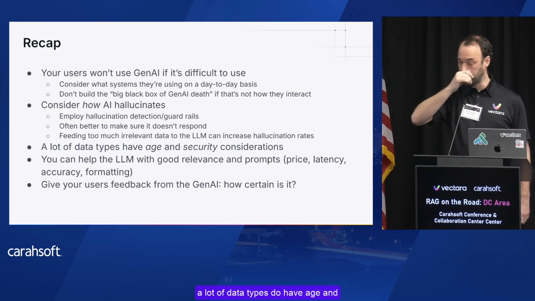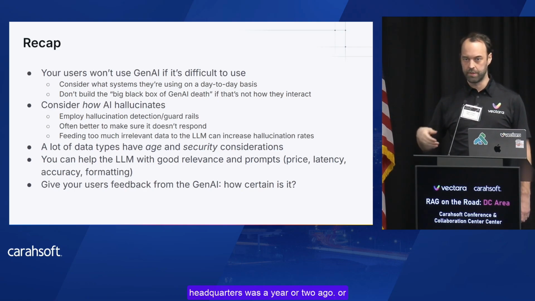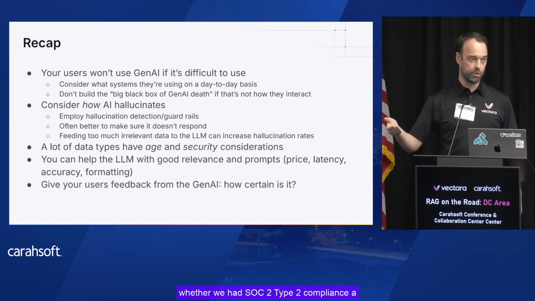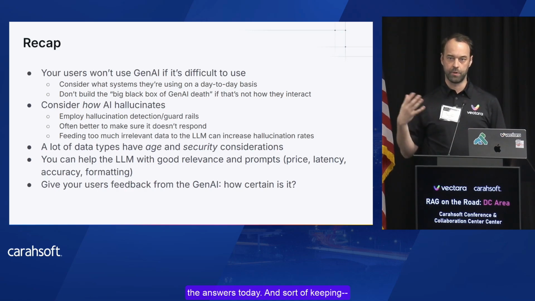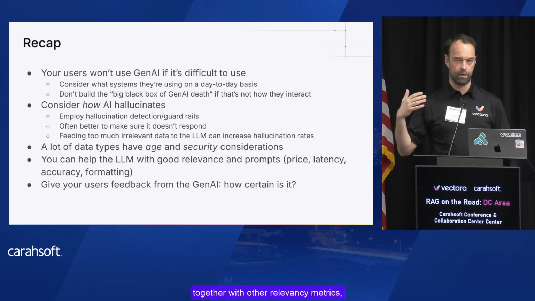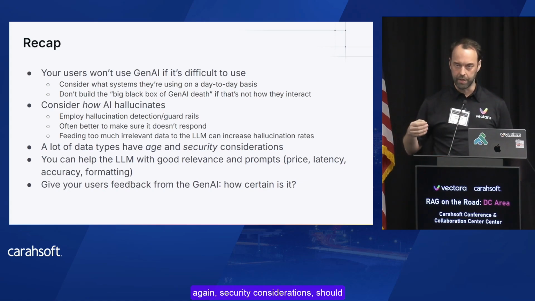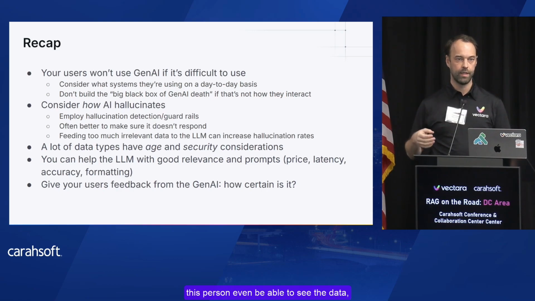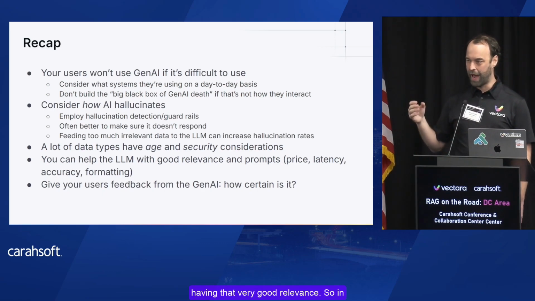A lot of data types do have age and security considerations. If you had asked me where the company headquarters was a year or two ago, or whether we had SOC 2 Type 2 compliance a year or two ago, the answers to those questions would have been different than today. A lot of vector stores are strictly focused on text similarity, for example, and being able to combine that with other relevancy metrics, things like the age of the data and security considerations, like should this person even be able to see the data, is ultimately super important for a lot of use cases. You can help the LLM a lot by having very good relevance.